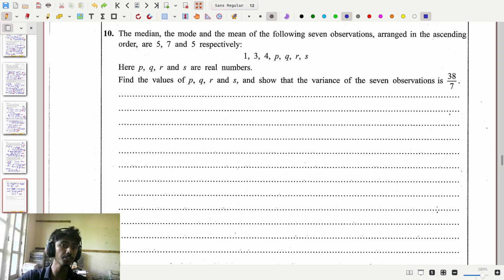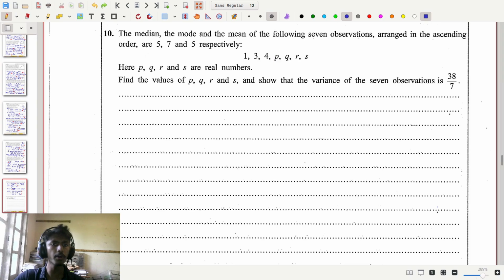Now, to start off with this question, we need to consider what the median, the mode, and the mean are actually referring to in these observations and use that to find P, Q, R, and S. So, starting with the median, it is the central value when we arrange our data in either ascending or descending order. Since our data here is already arranged in ascending order, we can see the central value, which is P, is already equal to the median. So the median is equal to P.